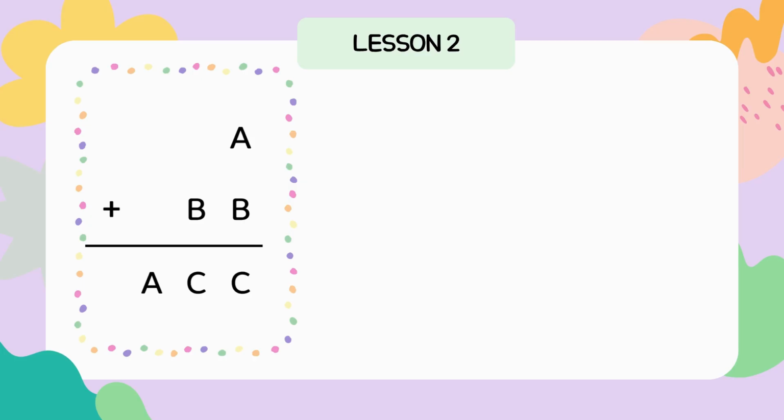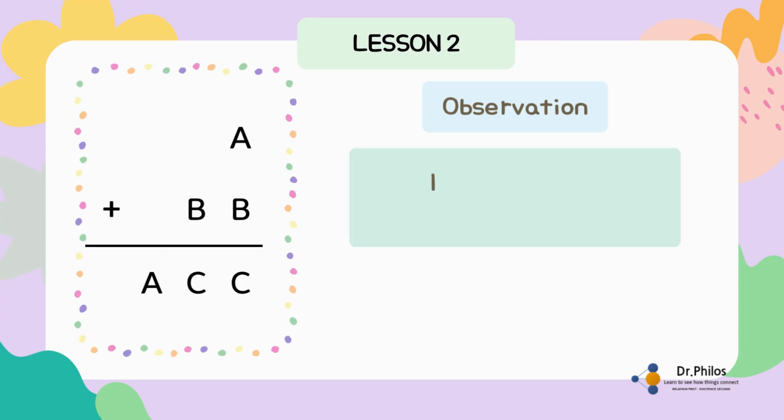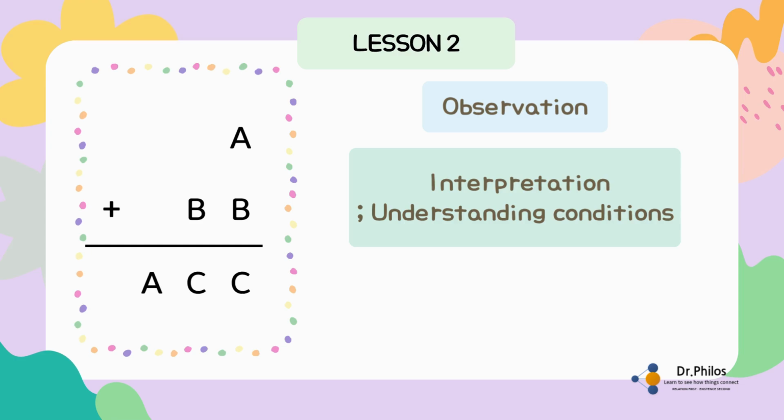Do you remember the observation process we learned last time? You said interpretation is the foundation of observation. Can you explain what interpretation is? It means understanding what the conditions mean. Did you solve this problem using the observation process? No. I just tried to find the answer right away.